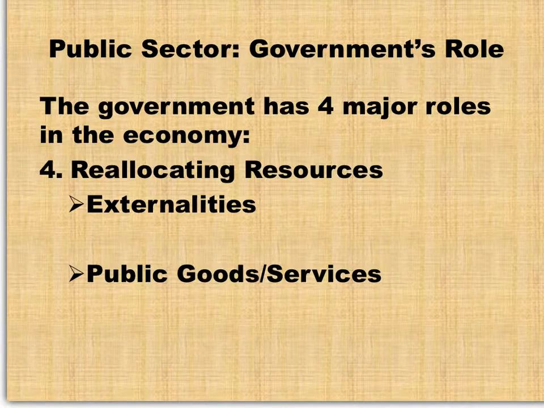The fourth way in which government demonstrates its role in a market economy is called reallocating resources. It takes a little bit more explanation. Reallocating resources means taking resources from one individual or group or sector and putting them somewhere else. It's akin to redistributing income. And the way government does this is by dealing with externalities and public goods.